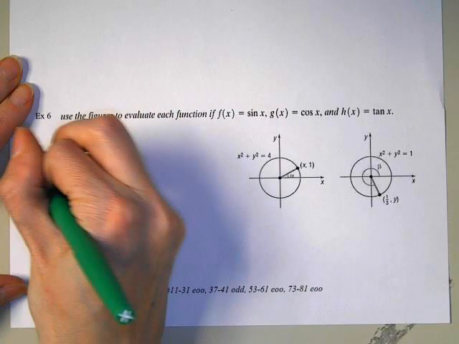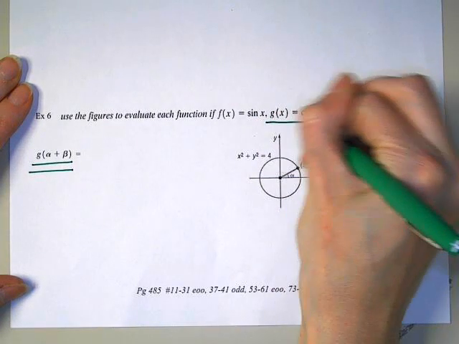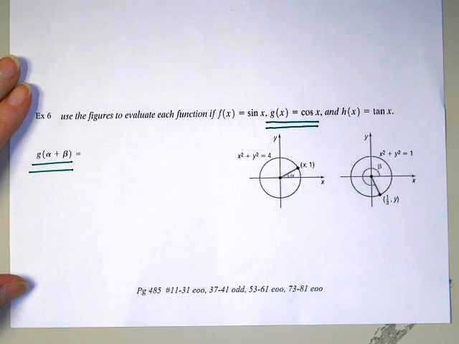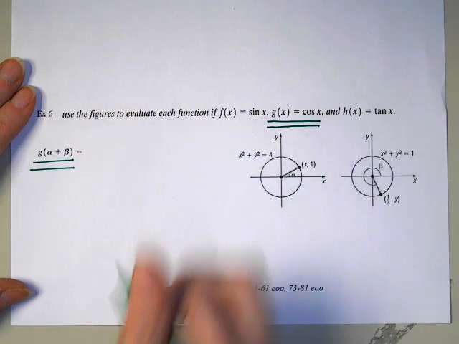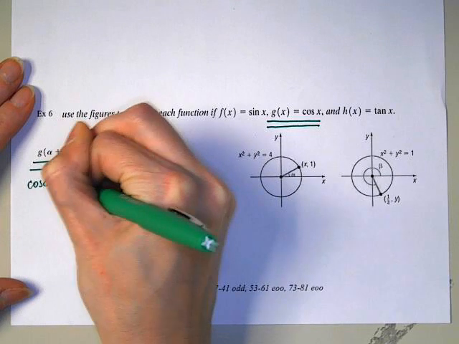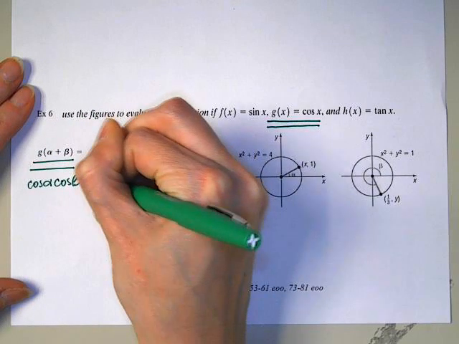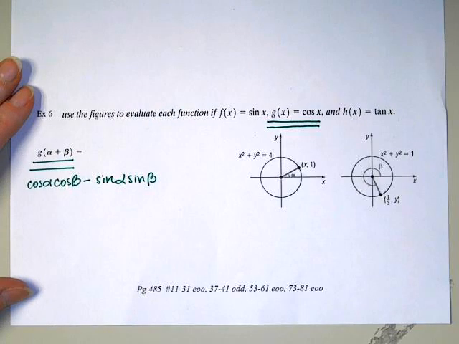So first of all, they want us to find g of a plus b, and notice they say that g is cosine. All right, so we know we want cosine a plus b. So cosine a plus b, we actually have it up front, is cosine a cosine b minus sine a sine b. And now we just have to, again, find those things.